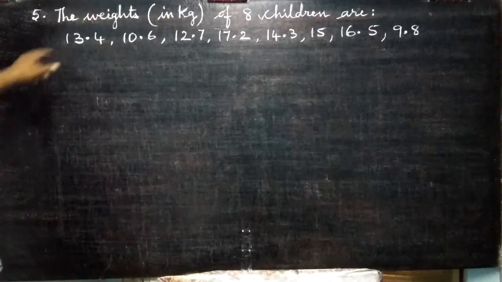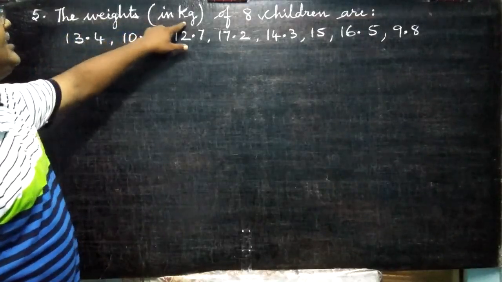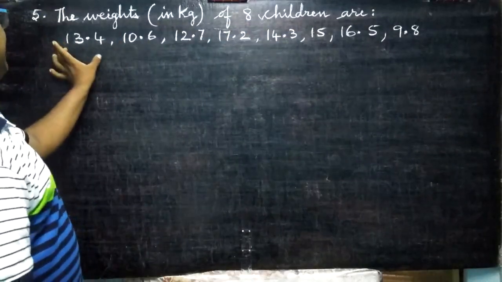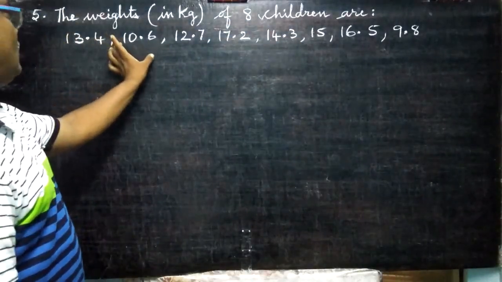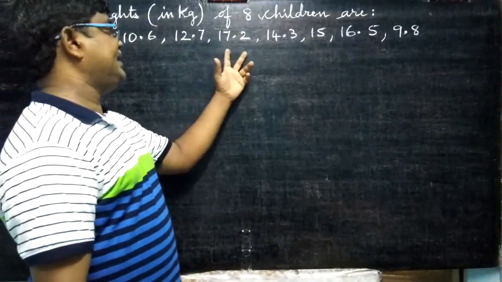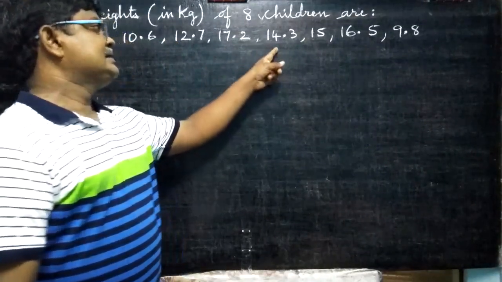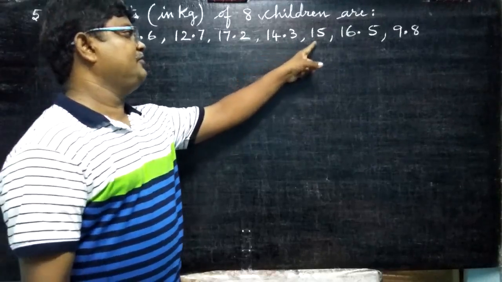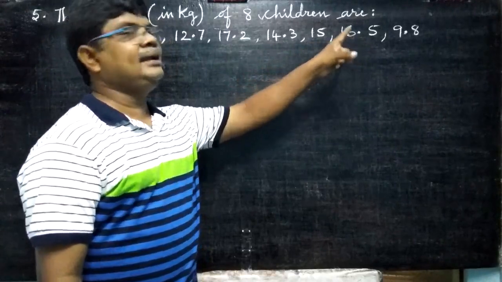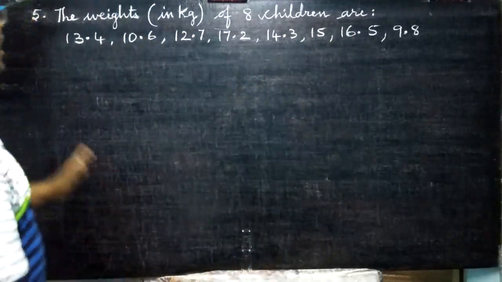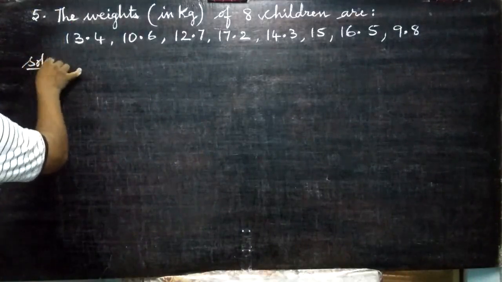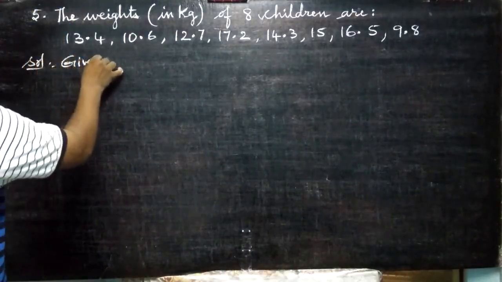Now, the fifth problem. The weights in kg of 8 children are 13.4, 10.6, 12.7, 17.2, 14.3, 15, 16.5, 9.8. They have given 8 children. Solution: what they have given?